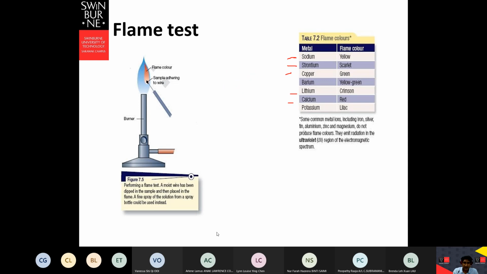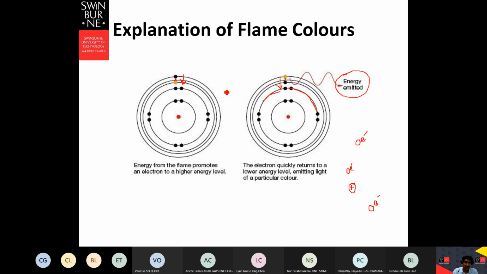So since they are different, they will have different numbers of electrons and protons, and the different electrons will jump to a different stage according to their structure, and then they will come back to the original stage by releasing different amounts of energy. First of all, they need different energy to jump. Not everybody will use the same energy to jump to the next level. And then when they come back to the same original level, they will release different energy.